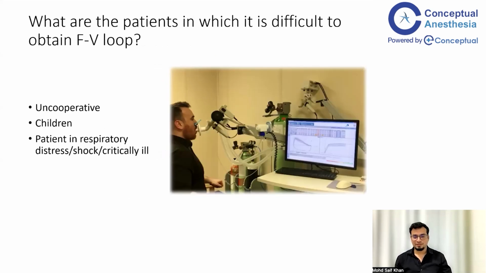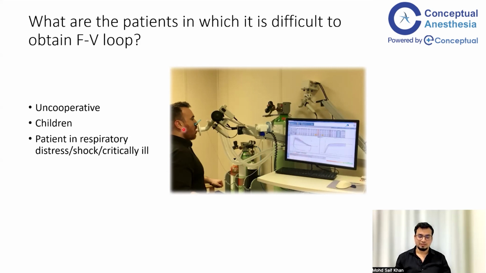What are the patients in which it is difficult to obtain? The first question is how to obtain the FV loop. This is a picture which depicts it all. You have a man who has the mouthpiece of this machine, which has a lot of sensors, basically flow sensors. This machine has a flow sensor which is connected to this monitor, and this monitor will draw this graph of the flow volume loop.